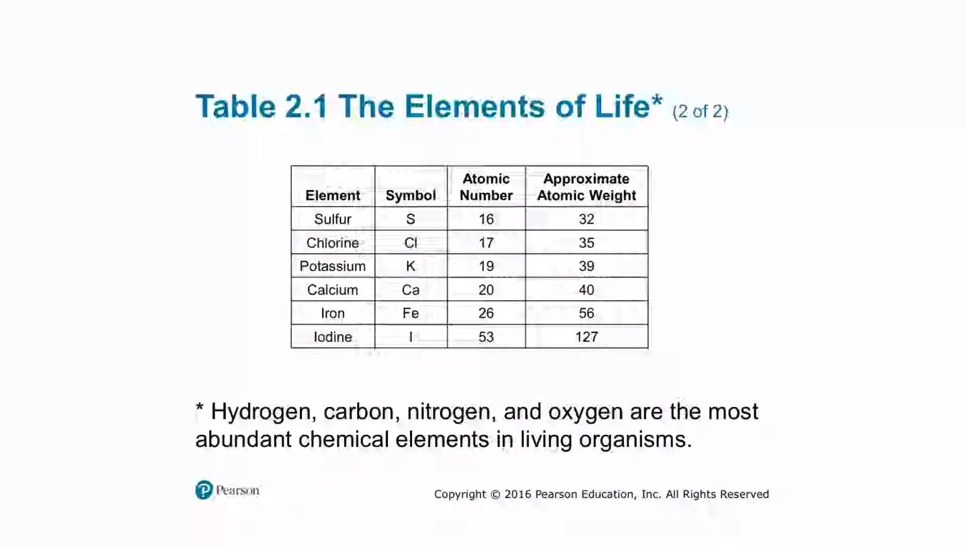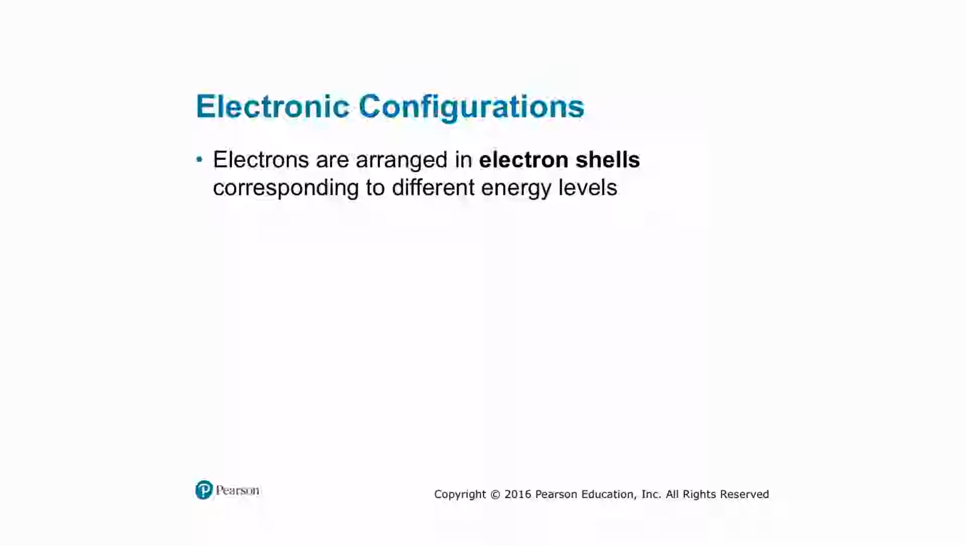Okay, so continuing on, here's some other elements of life: sulfur, chlorine, potassium, calcium, iron, and iodine. So these are very important. Hydrogen, carbon, nitrogen, and oxygen are the most abundant chemicals in living organisms, and in pretty much all living organisms. So electrons are arranged in what we call electron shells. These correspond to different energy levels.